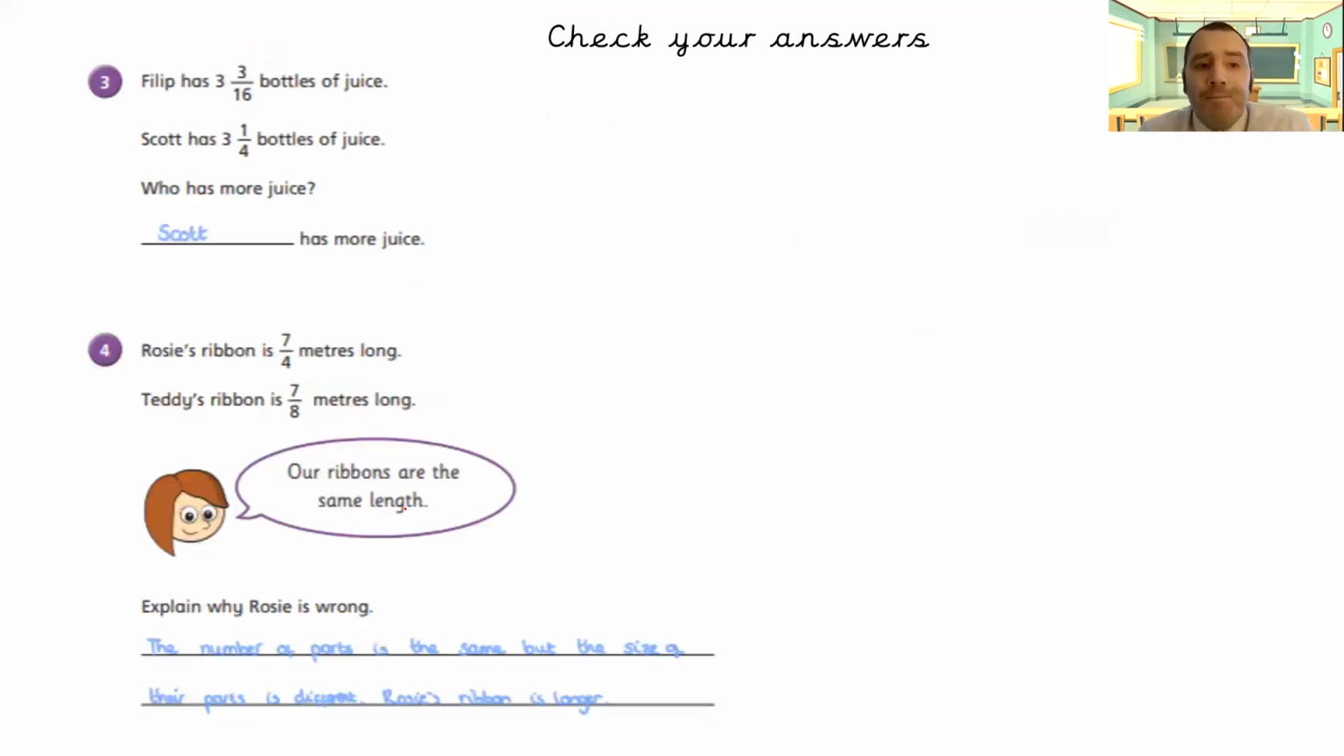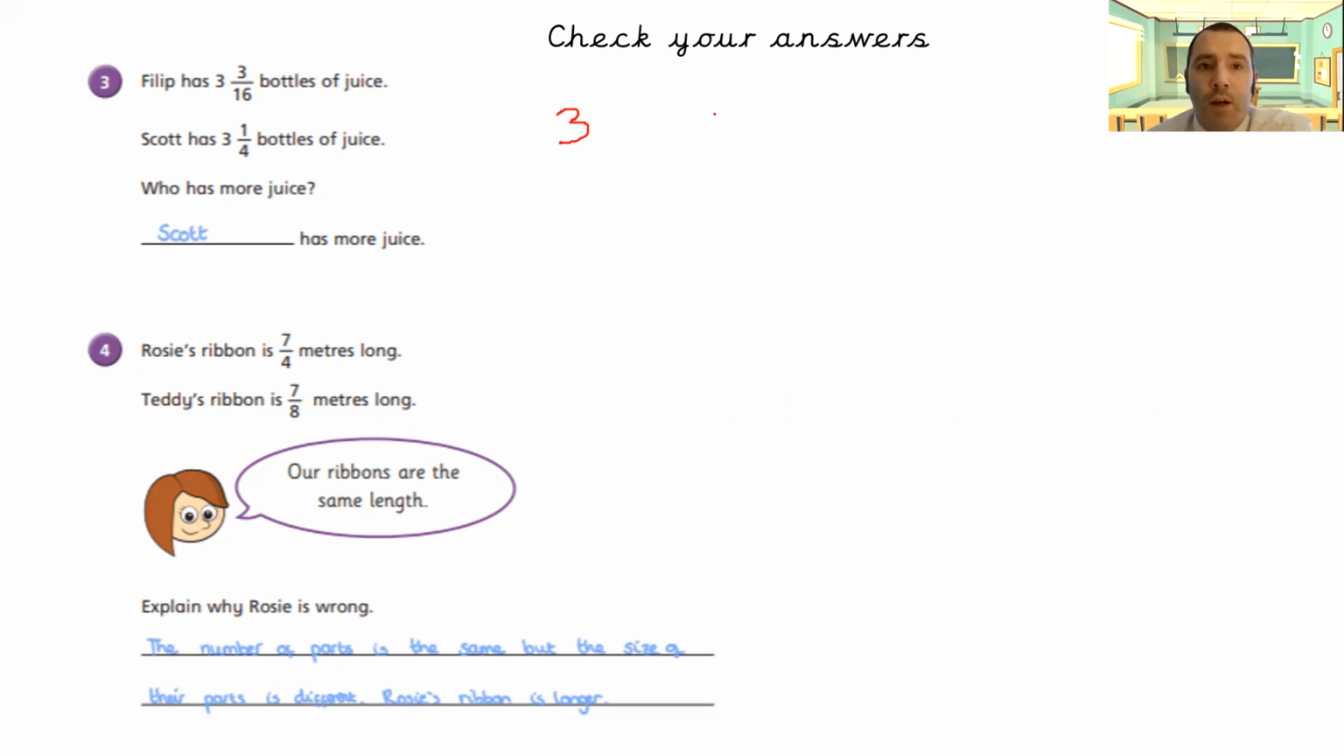Question 3, Philip has 3 3/16 of bottles of orange juice. Scott has 3 1/4. So who has more juice? So the answer is given here as Scott. So let's just work this through together, and we can have a look at the maths behind it.